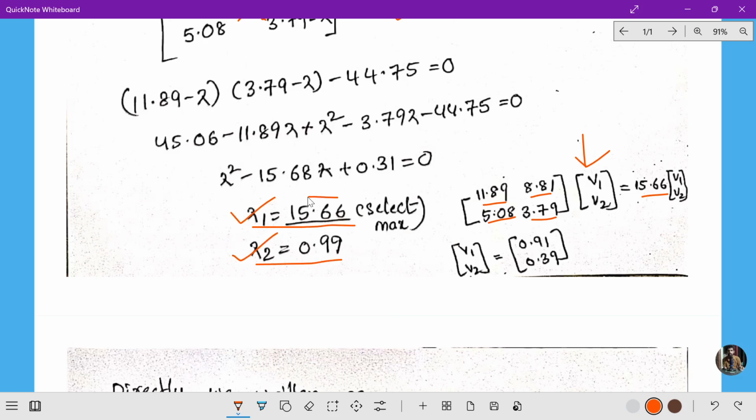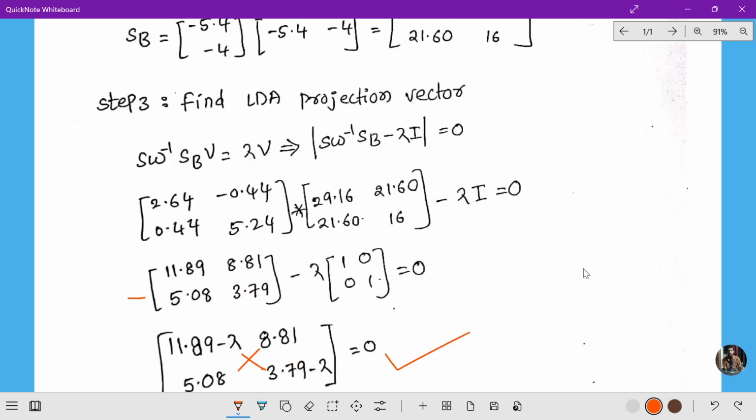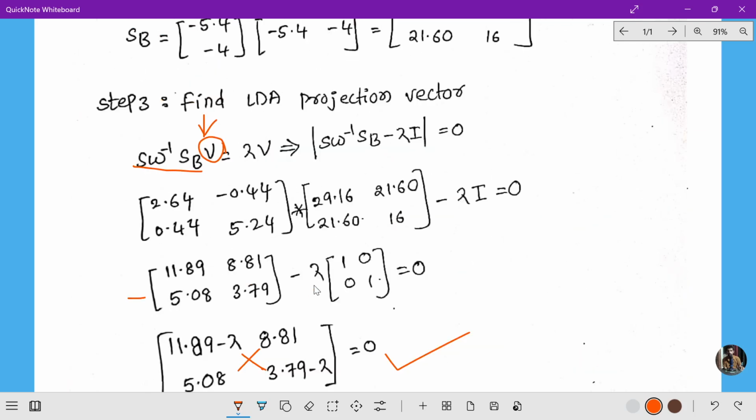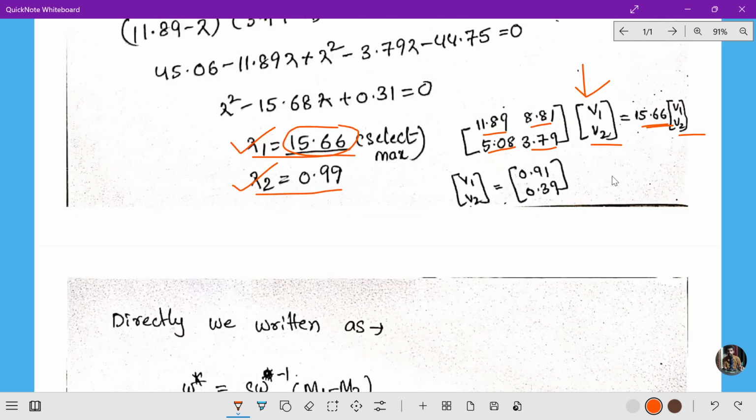Always we need to select the maximum value. So the maximum value is 15.66. So we need to add the vector v1 v2. Actually this is a given formula we have. So why do we add this v1 v2? Because of this v. For this v we have added v1 and v2.